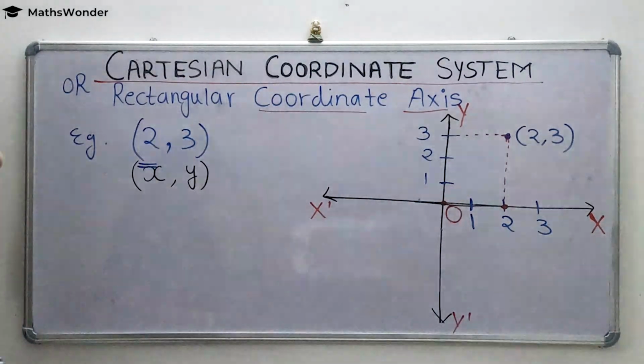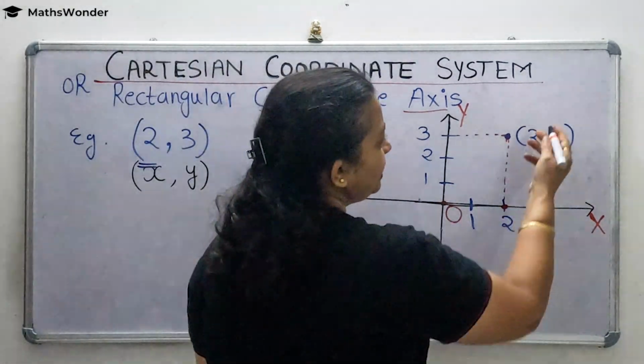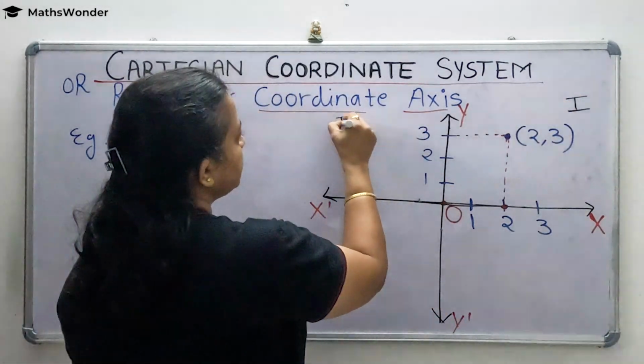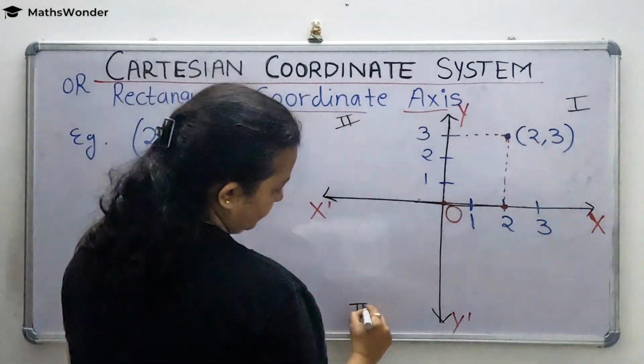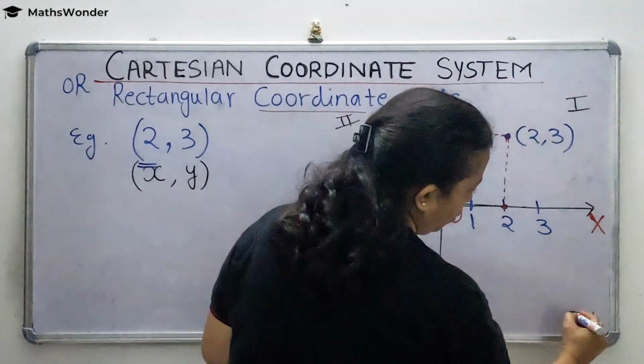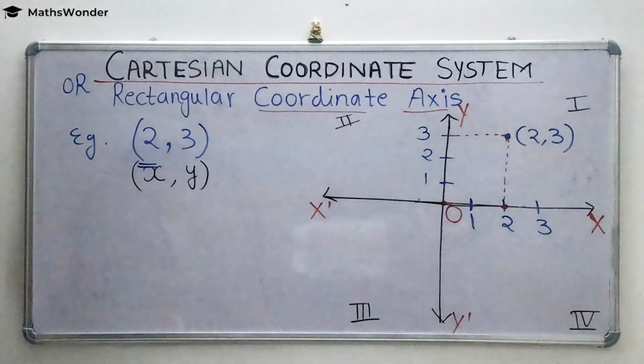And the quadrant, you know it. Which quadrant is this? First, second, third and fourth, as we have discussed.